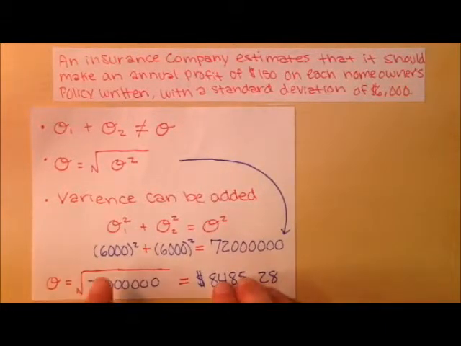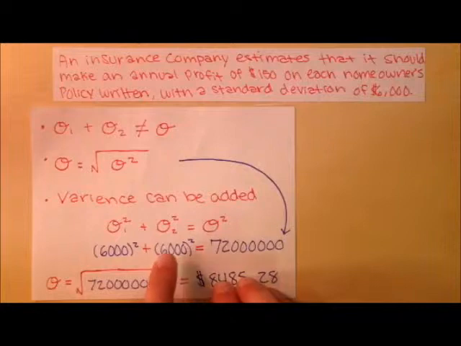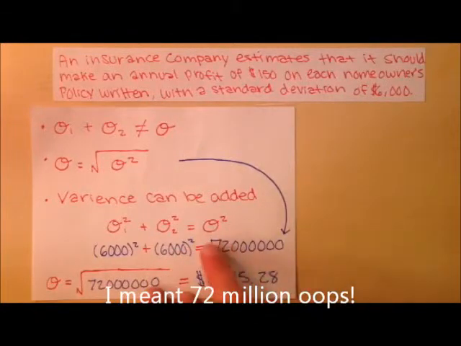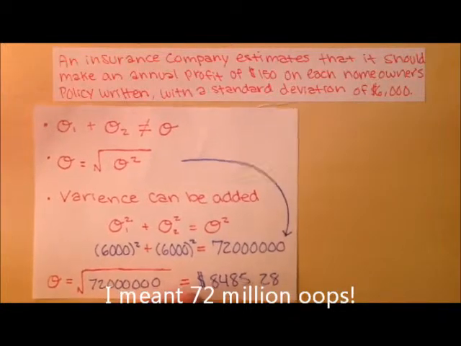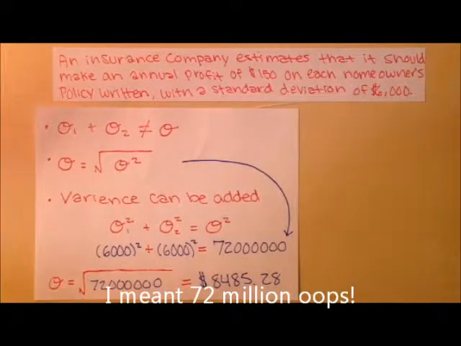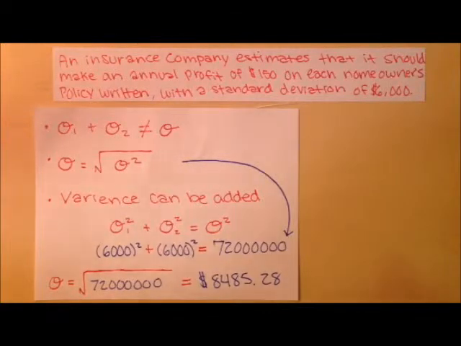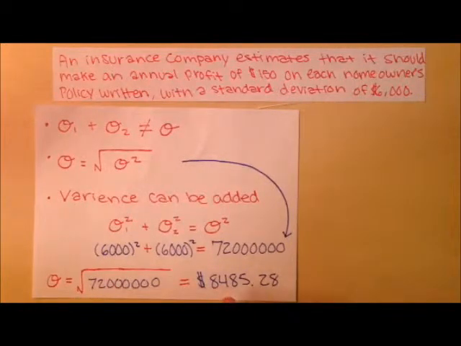The variance of policy 1 is $6,000 squared, plus the variance of policy 2, $6,000 squared, which gives us this large number of 72,000,000. There we have the total variance, and then we take the square root of that, and it gives us a standard deviation of $8,485.28.